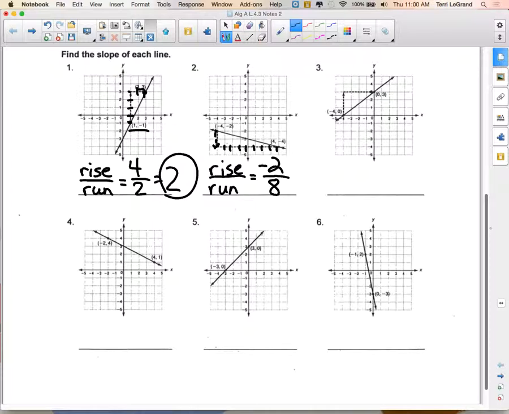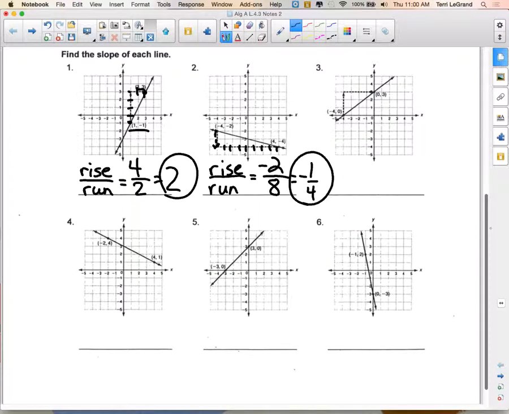Okay, now let's do a negative divided by a positive. What is that? A negative. And 2/8, what does that simplify to? 1/4. So our slope is a negative 1/4.